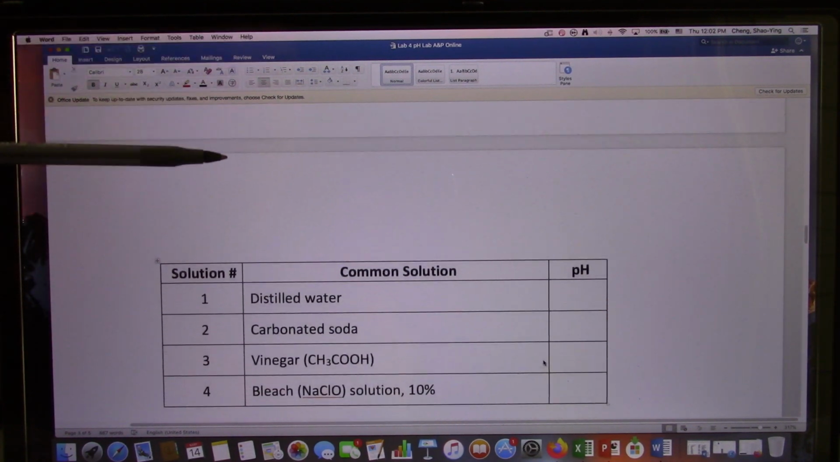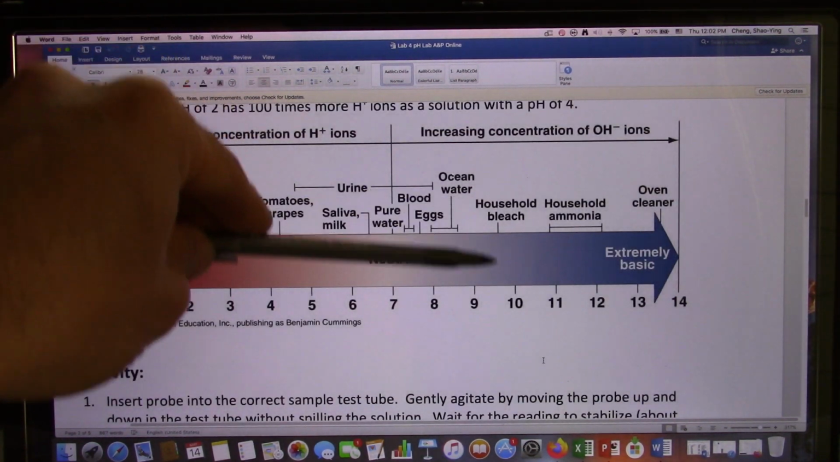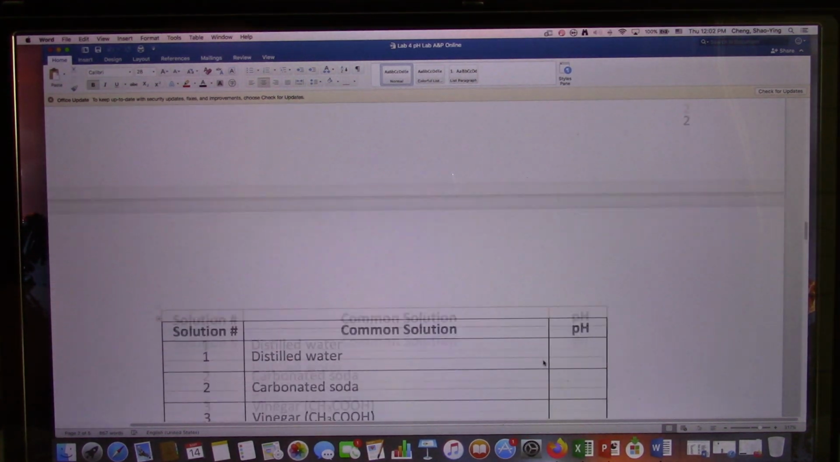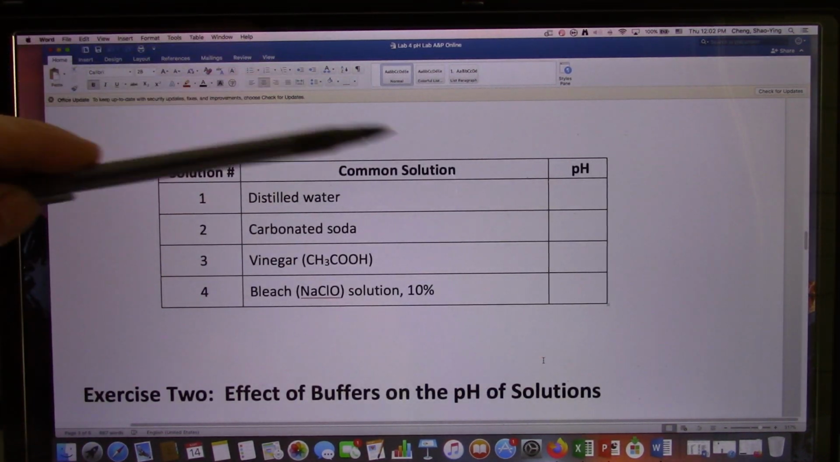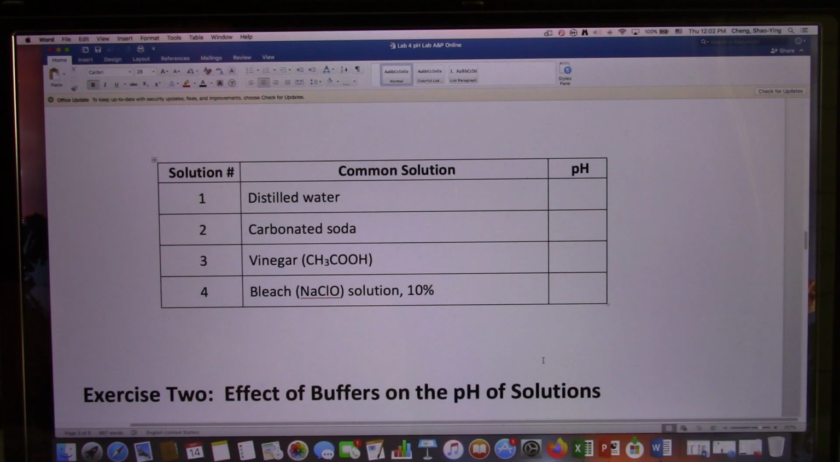Based on what I give you here, you know the bleach is around this. So the smaller number, more acidic. 7 is neutral. Bigger than 7, basic. So that's the first activity.